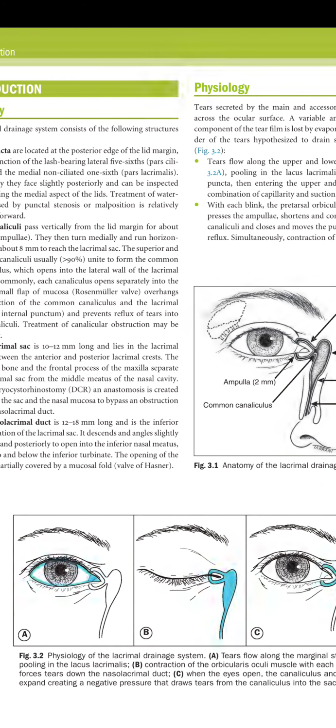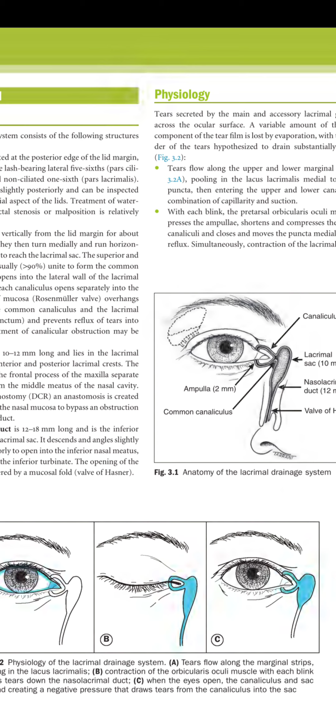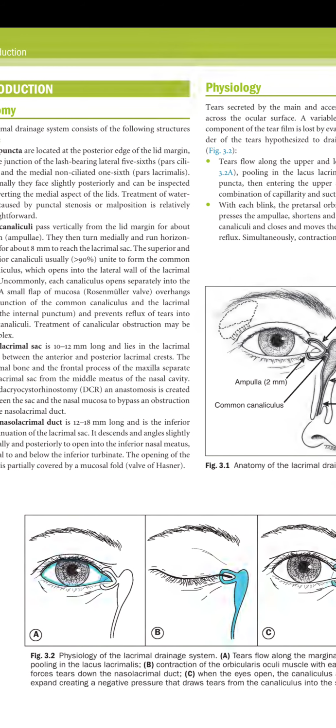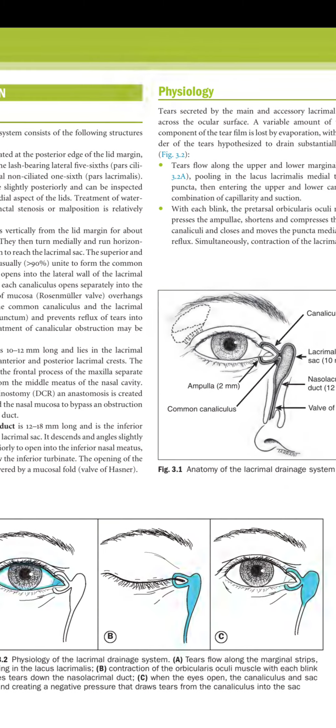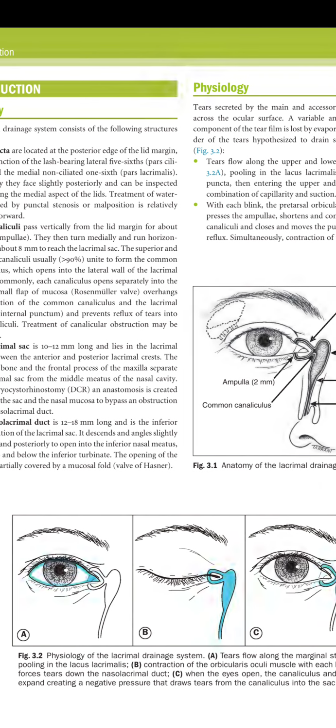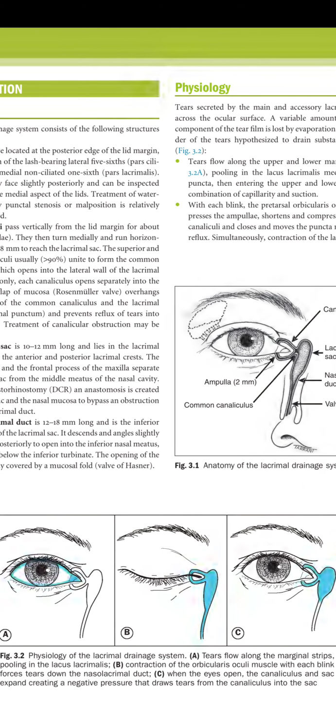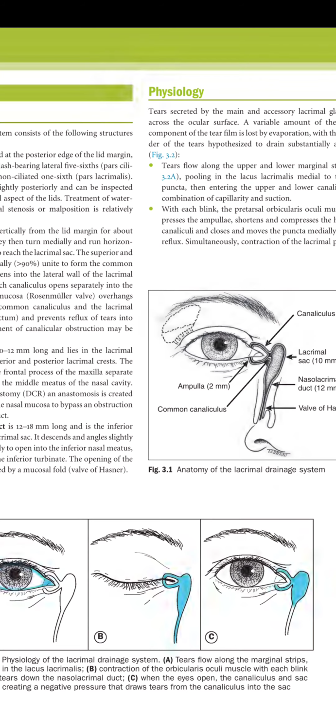And you can see figure 3.2, physiology of the lacrimal drainage system. A tear flows along the marginal strip, pooling into the lacus lacrimalis. Contraction of the orbicularis oculi muscle with each blink forces tears down the nasolacrimal duct. When the eyes open, the canaliculi and sac expand, creating a negative pressure that draws the tear from the canaliculus into the sac.